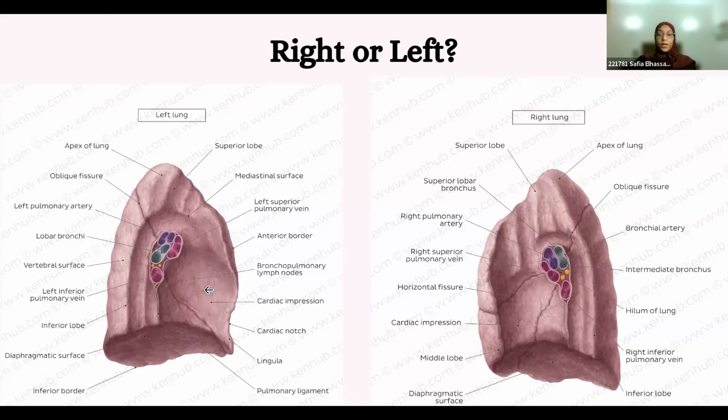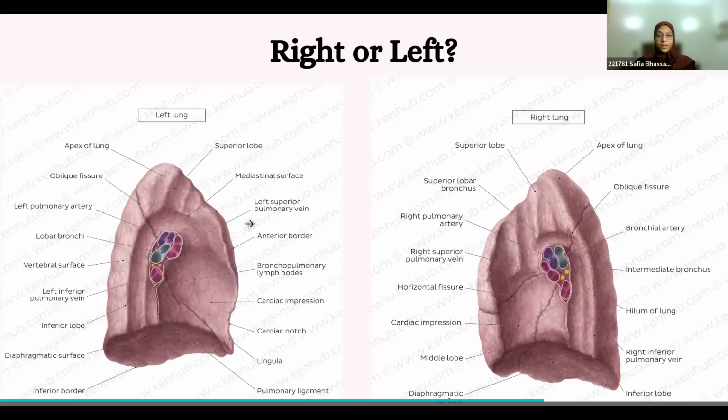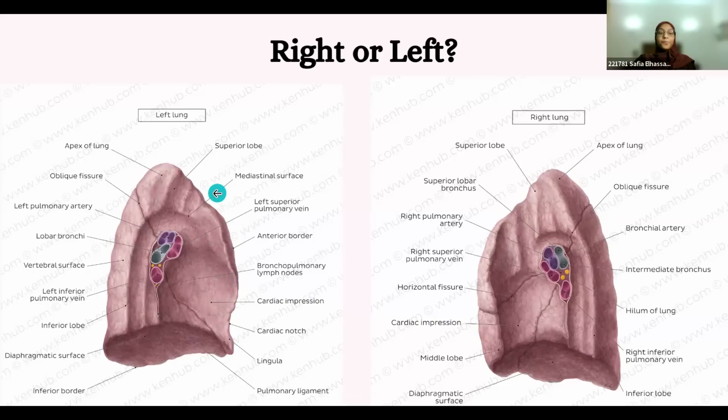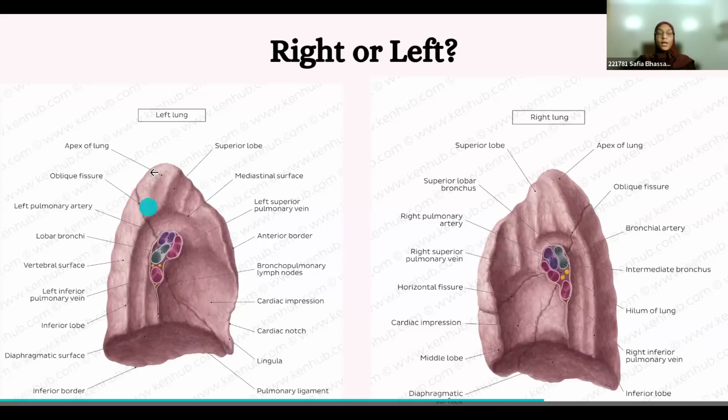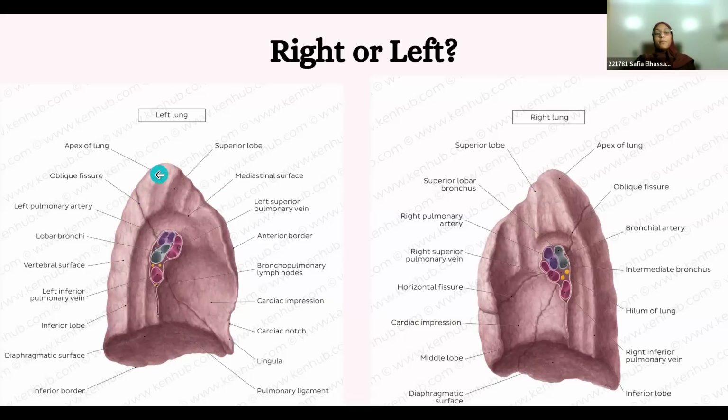But the easiest way, at least for me when I was in first year, is to determine which one is the anterior border and which one is the posterior border, and then imagine the lungs in yourself. So for example, the anterior border is sharp, so this would be the anterior border, and the posterior border is rounded, so this is the posterior border, meaning that the orientation of this lung has to be this way, meaning that it's the left lung, and then it's the same for the right lung.